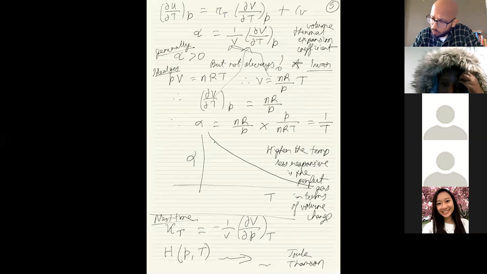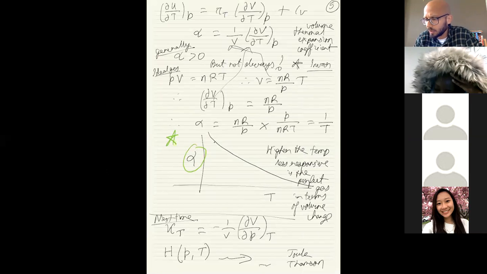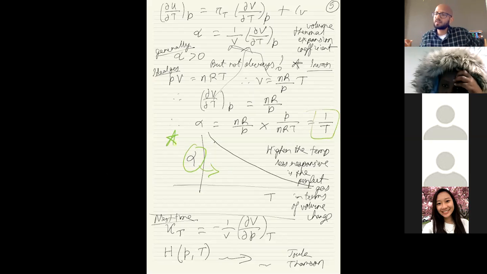This was also an interesting practice problem. Some of you asked me for more practice problems, and this is a good one. Again, try to do this on your own. Prove that the thermal expansion coefficient alpha is 1 over temperature for a perfect gas. How do we show that? It's quite easy. You use the equation of state, and that's what we showed over here. It shows that the higher the temperature, the less responsive the gas is in terms of volume change.